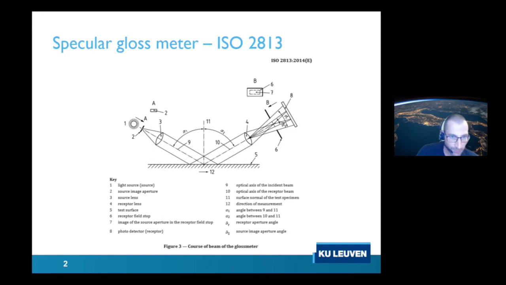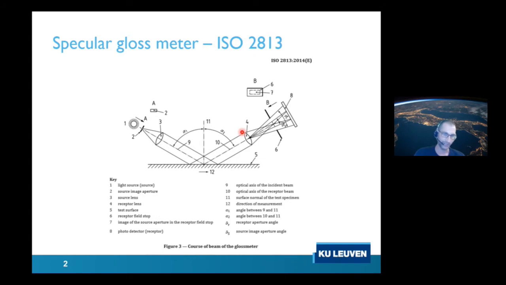Let me just put on my pointer. So basically, we have a light source here. Then we have an aperture, and this aperture is being imaged by a lens, so we create a parallel beam. Here we have our sample. The parallel beam is reflected or scattered depending on the surface roughness of the material that we want to measure.